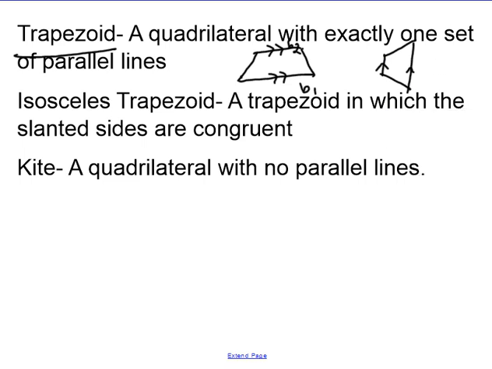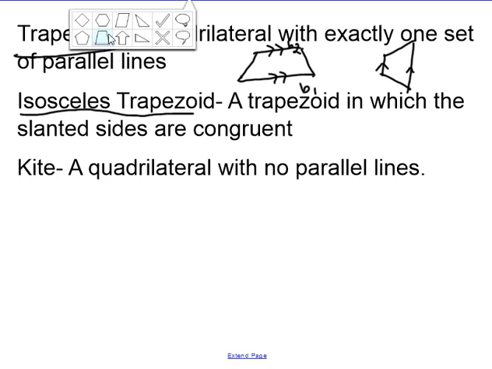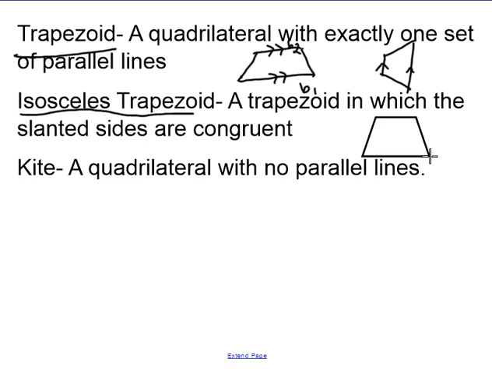ever and ever. An isosceles trapezoid is very similar. It's a trapezoid with one set of parallel lines, but the slanted sides are congruent. So I'm going to use some of my shapes up here. Hang on, let me find the right one, to draw an isosceles trapezoid. And you can see that this line and this line are the same size, they're congruent, and that it is one set of parallel lines exactly.